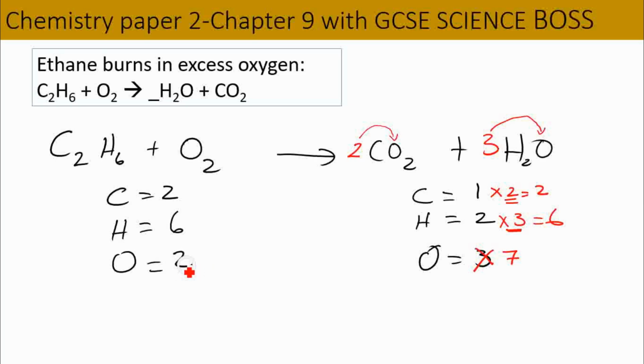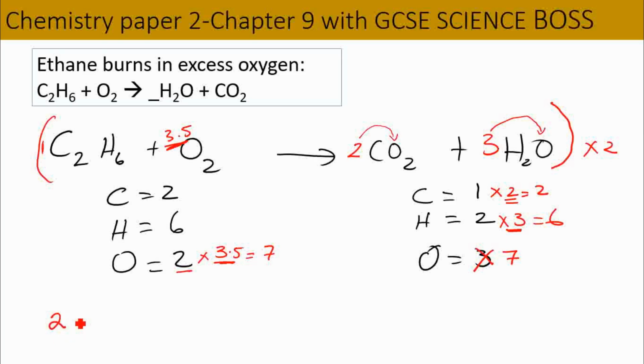How can I get 7 on this side? That's going to be pretty difficult. But to get 7, we can times it by 3.5. Okay, that gives me 7. So I'm going to put that 3.5 there. However, as you know, we are not allowed decimals at GCSE level. So what we will do is we will have to times the entire equation by 2 to remove that 3.5, okay? Bearing in mind there's also 1 there.